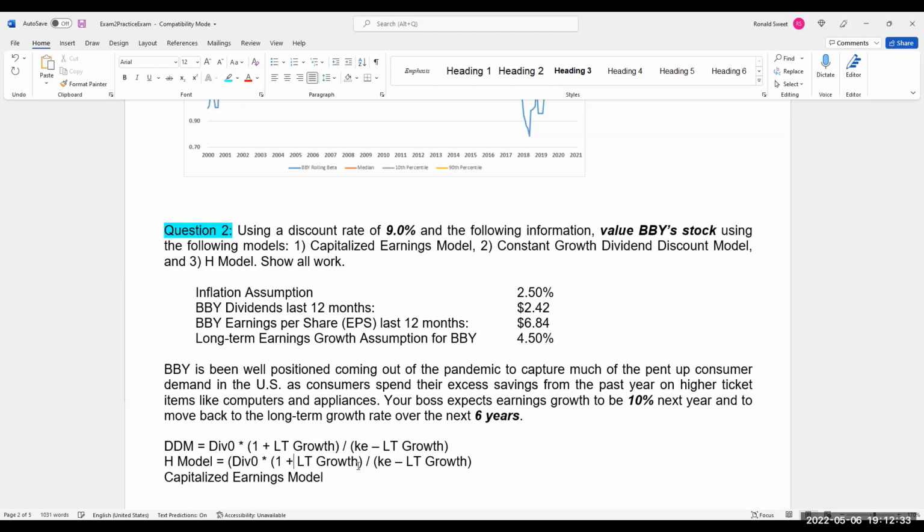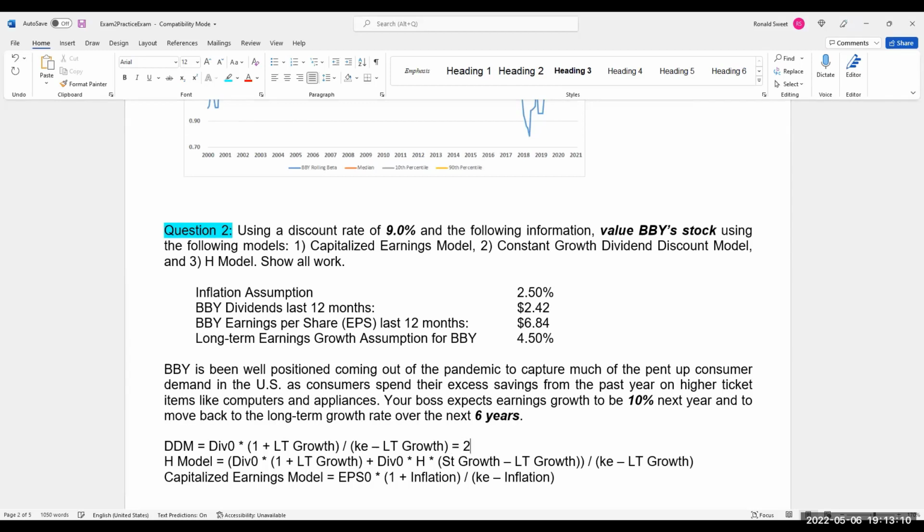So the H model is the same thing. We start with dividend 0 times 1 plus long-term growth, and then we take that, add dividend 0 again, times something called H, times short-term growth minus long-term growth. And then the capitalized earnings model takes earnings per share 0 times 1 plus inflation. Looks a lot like the dividend discount model. It's just we use earnings per share instead of dividends, and we use inflation instead of long-term growth.